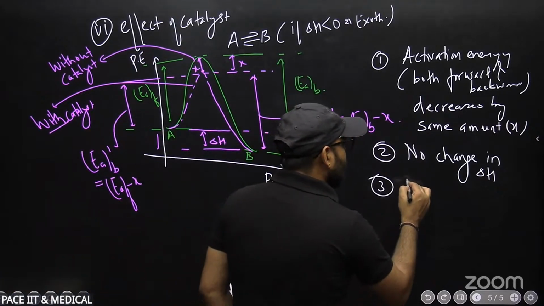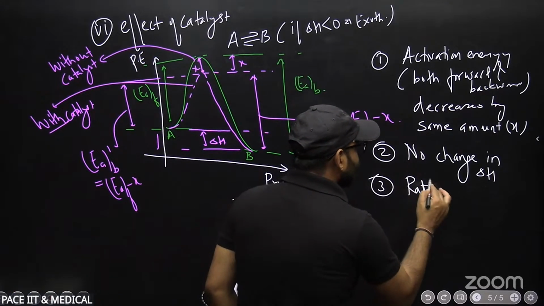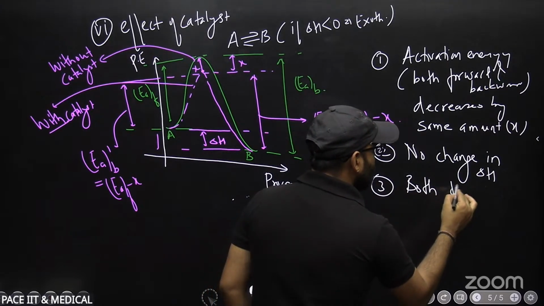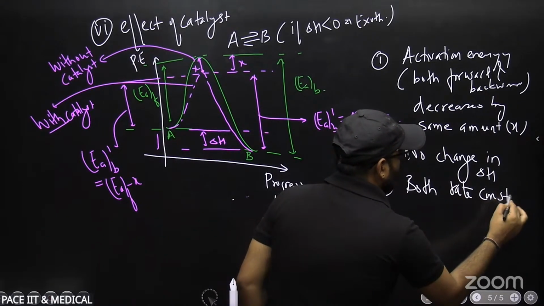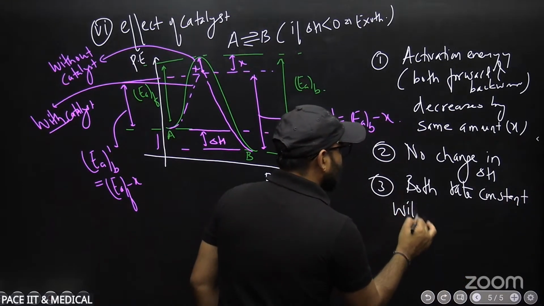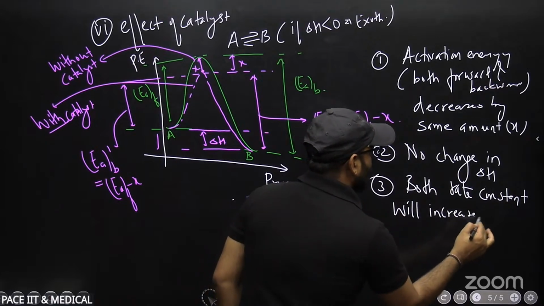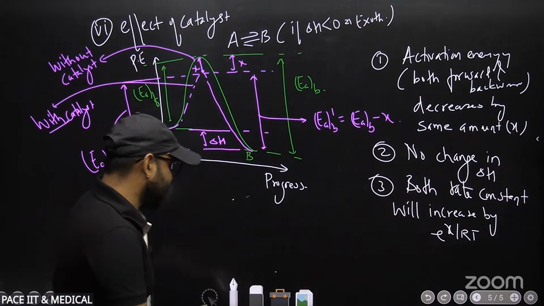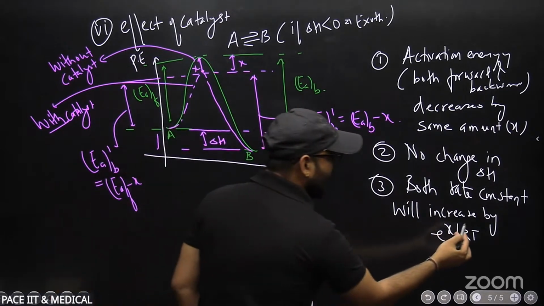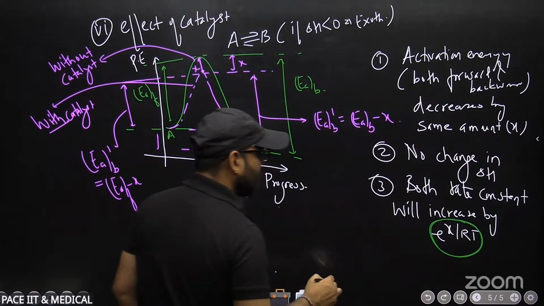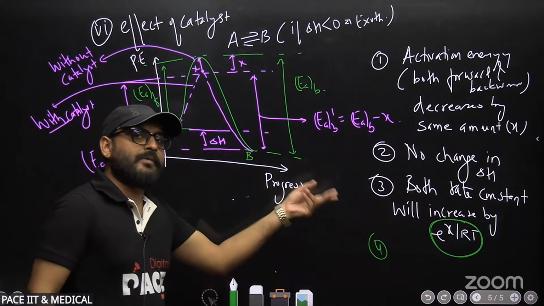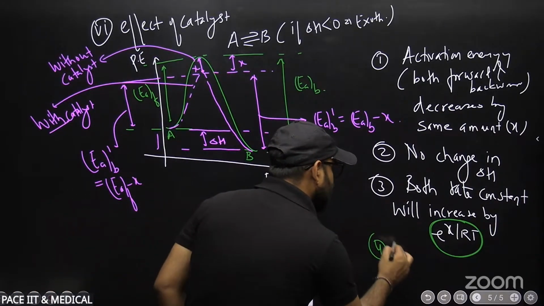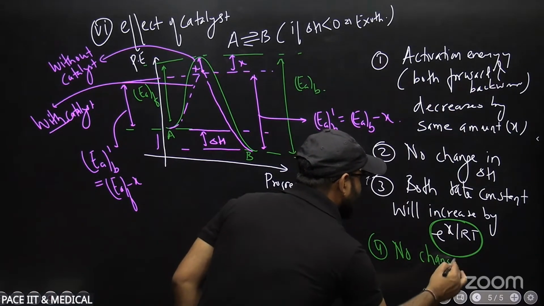Now, both rate constants, forward and backward, will increase by e raised to the power x by RT. This factor is very important. Both k forward and k backward increase by this factor e raised to the power x by RT, the same amount. So there is no change in k equilibrium.